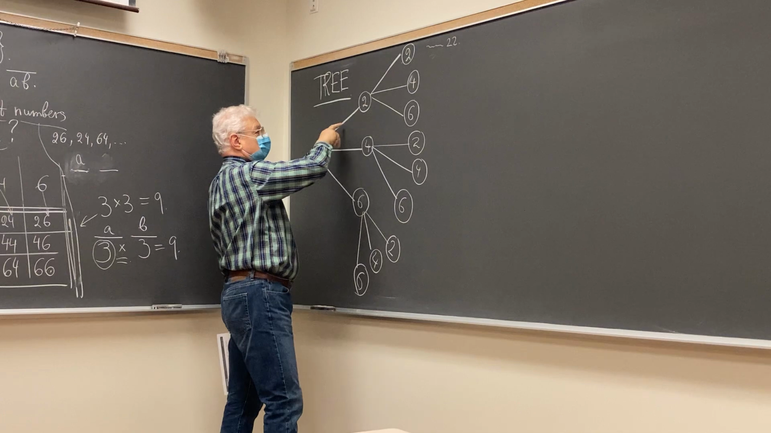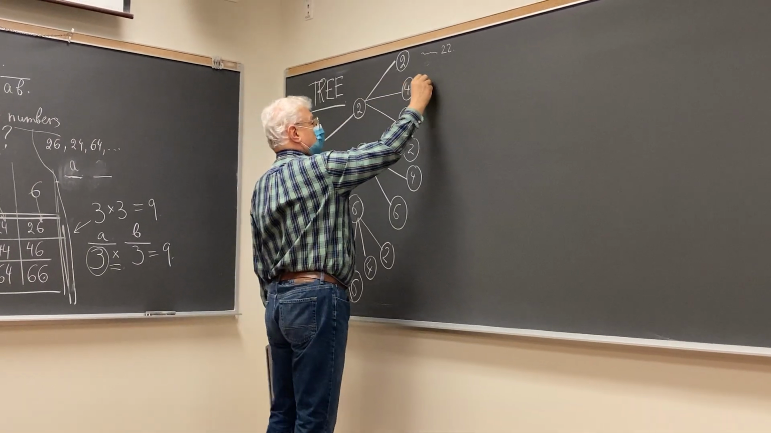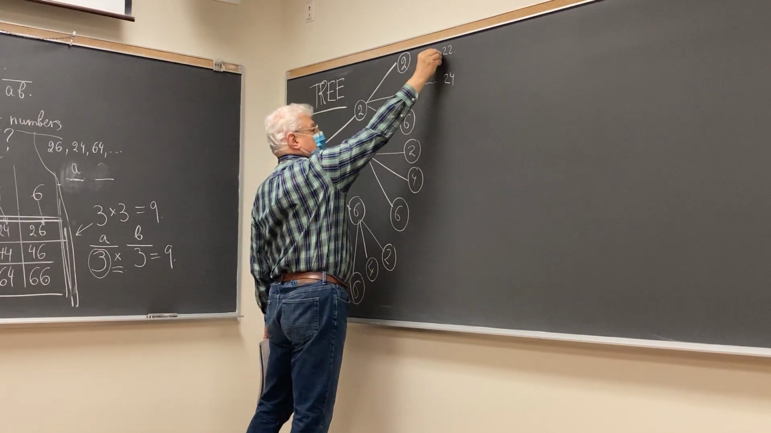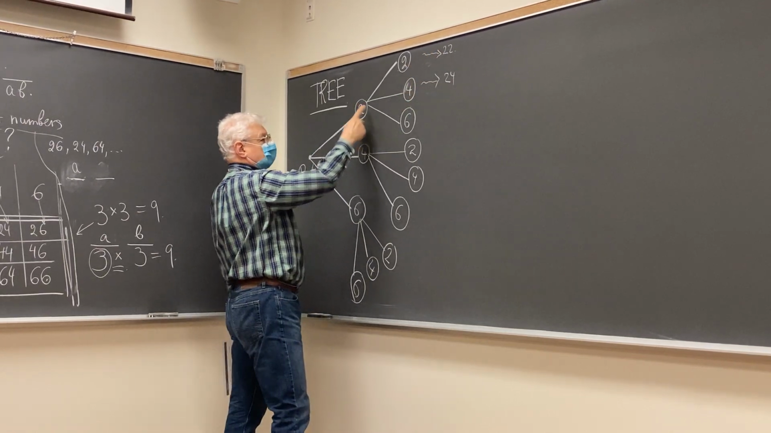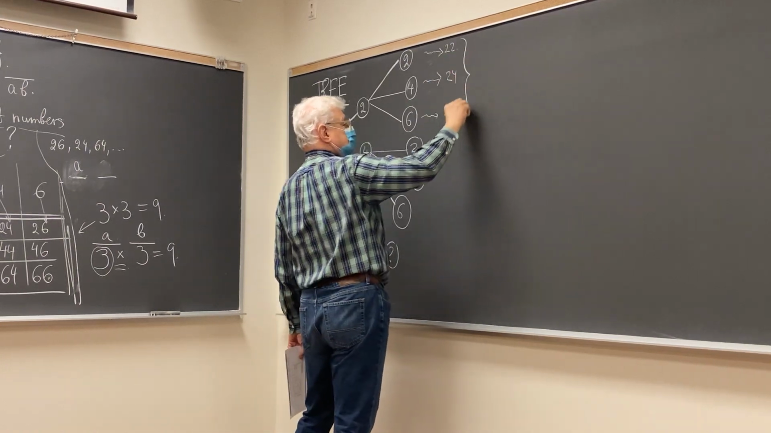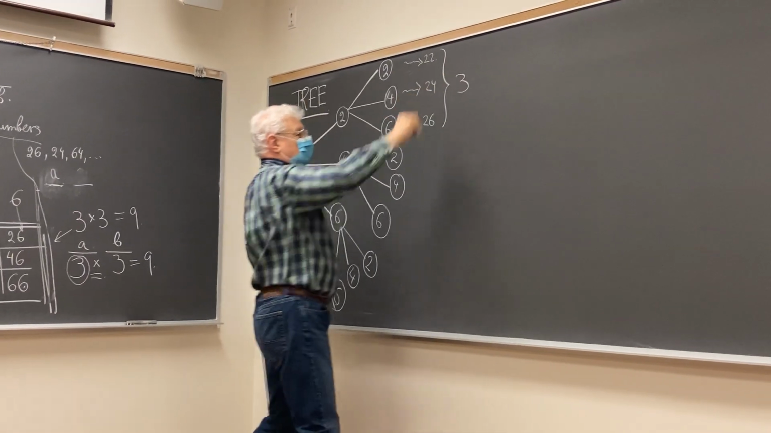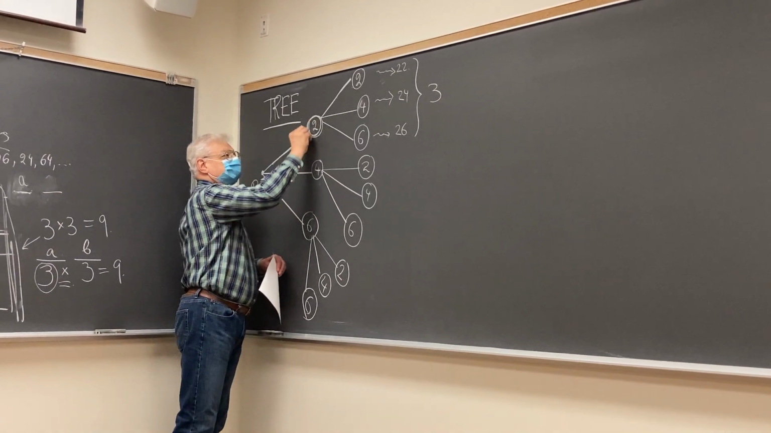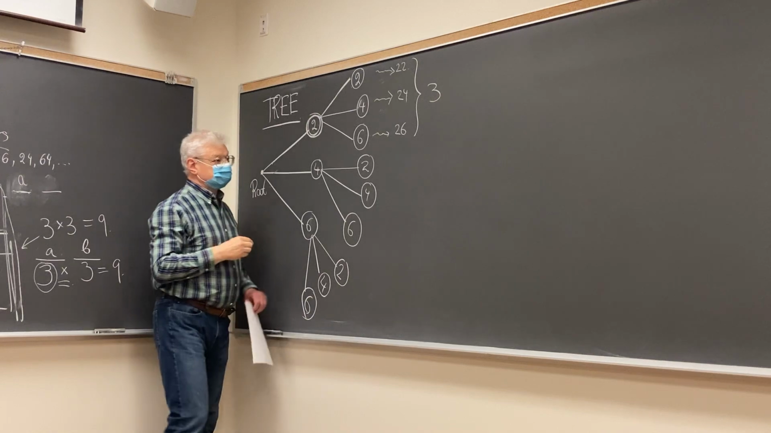Okay, if you go through 2 and then 4, you'll get 24. Let me just draw the arrow. 26, you get 26. You get three possibilities starting with digit 2. So if you fix 2, we have three possibilities.